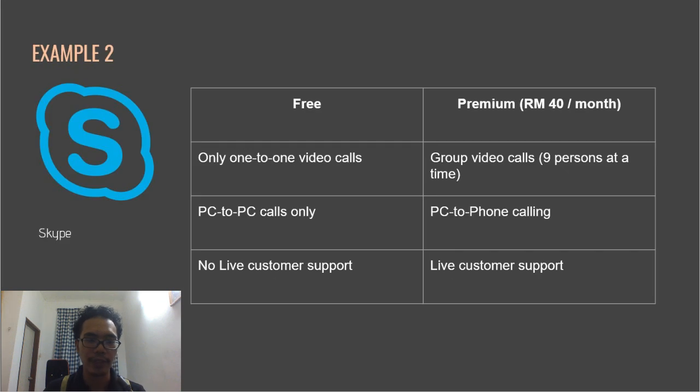For the next example, it is Skype. So Skype, for the free account, you can use it for a one-to-one video call, but the video call is only from PC to PC, and there is no live customer support for your account in case of any troubleshooting. So for the premium account, which is RM40 monthly, you'll get group video calls, which can be up to 9 persons at one time, and it supports PC to phone calling, and you will also get live customer support in case of any trouble.